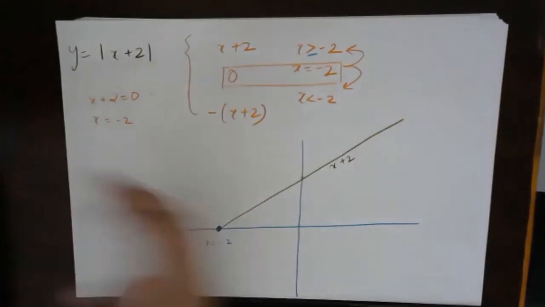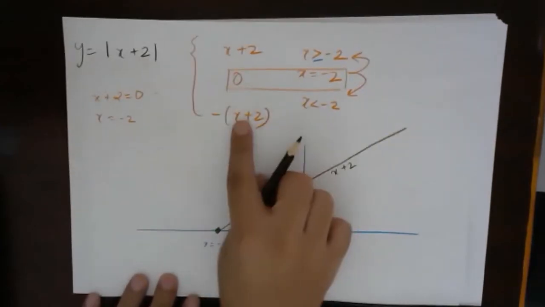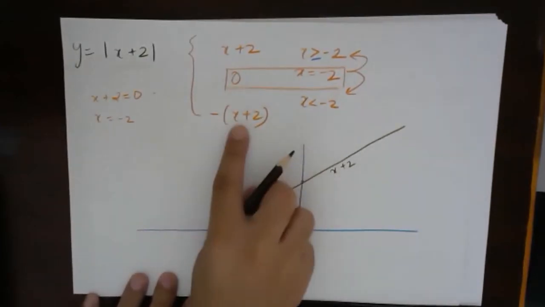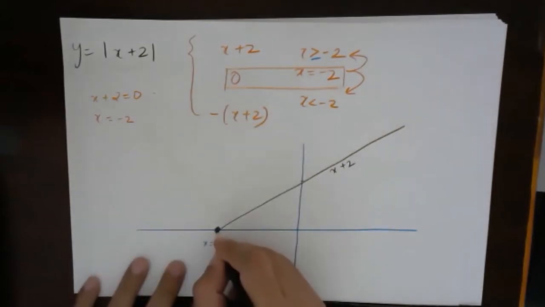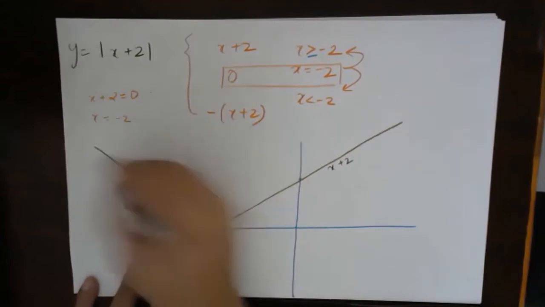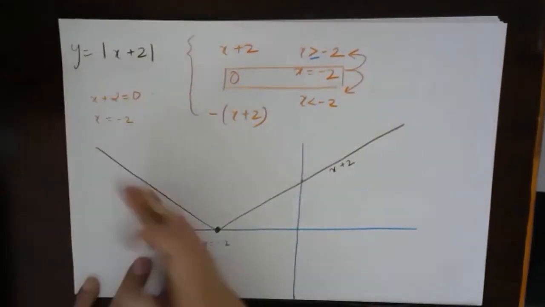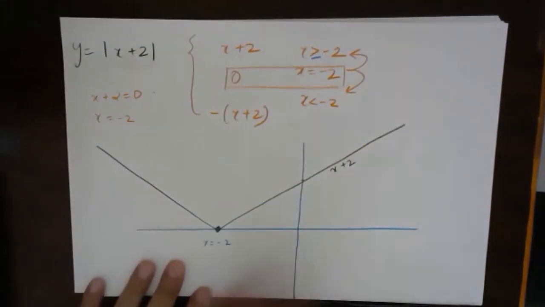For x less than -2, what will the curve be? Again, for -2 the value will be 0, that means this point. For less than that, it will become something like this. Exactly the mirror. Okay, so let's check this one.